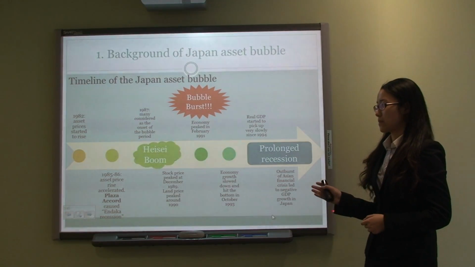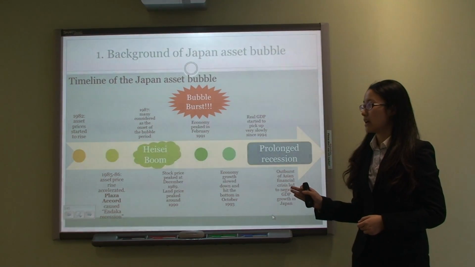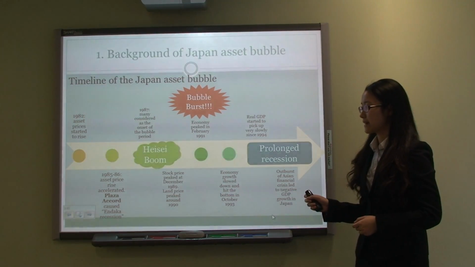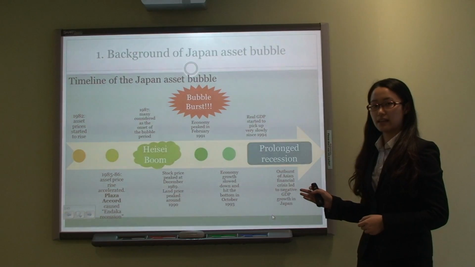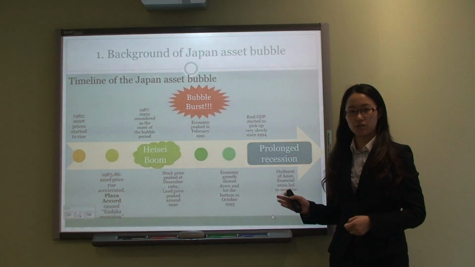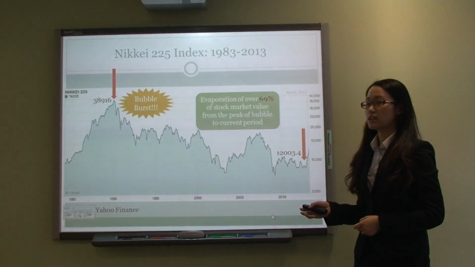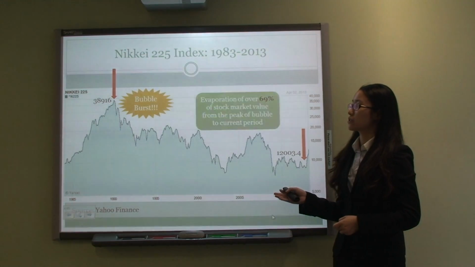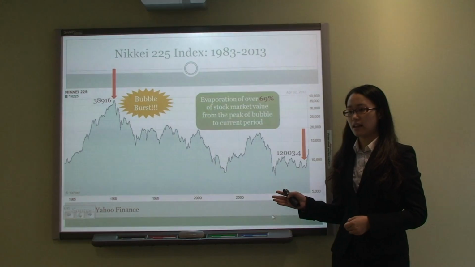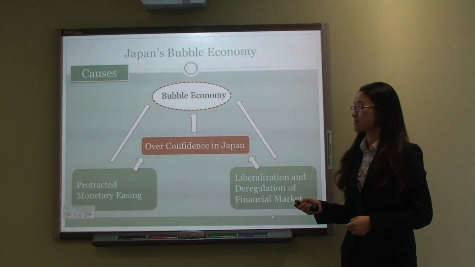Let me first give you an introduction on the background of the Japan asset bubble by this timeline. The rise in asset prices stretched from 1982, accelerating in 1985, before the official onset in 1987. After the peak in 1989 in the stock market, the bubble burst and plunged the whole economy into prolonged recession until today. Another illustration would be the Nikkei 225 index. The peak almost reached 40,000 and then was left with only 1/3 after the bubble burst.